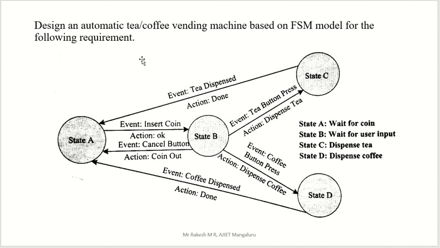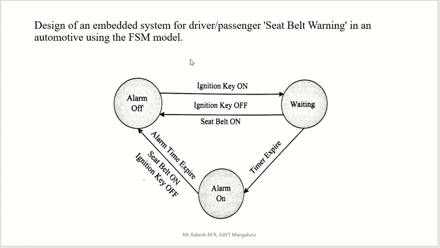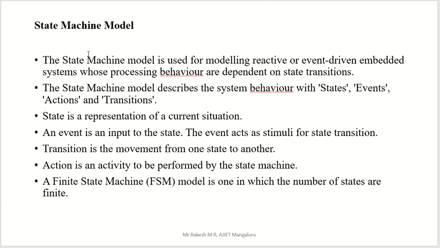One is a telephone booth, one is a tea coffee vending machine, and another main one is the seat belt warning system, and here are some of the definitions of DFG, CDFG and state machine. So thank you.